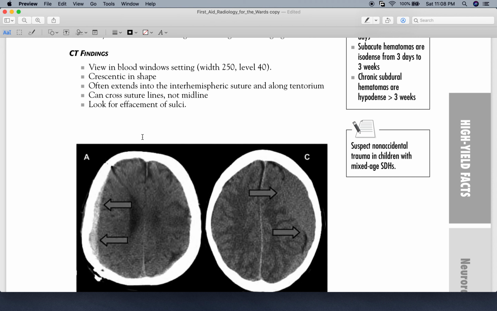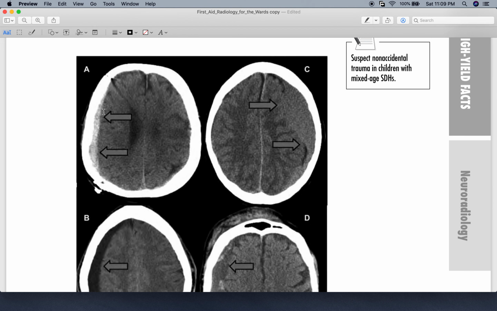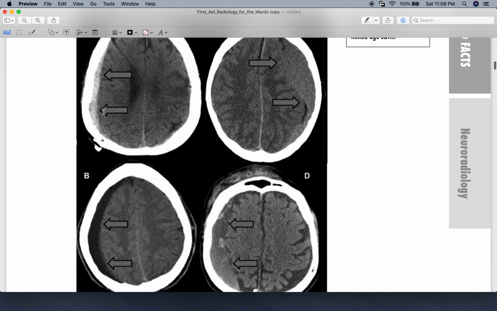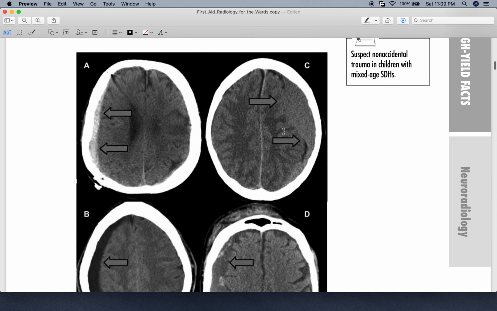Okay, the next thing: we talked about it can cross suture lines, not midlines. And the next thing is look for effacement of sulci. Now, what do we mean by effacement of sulci? Just take a look at picture C.